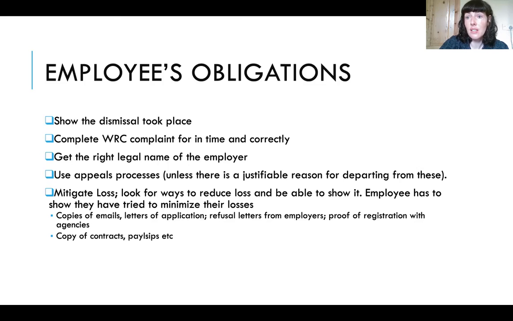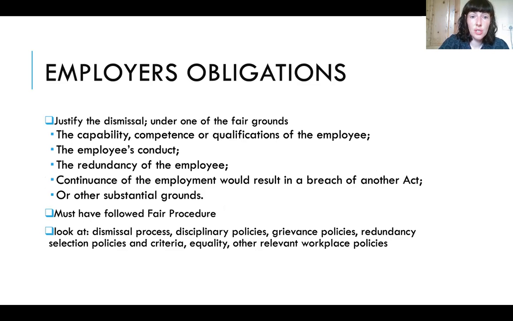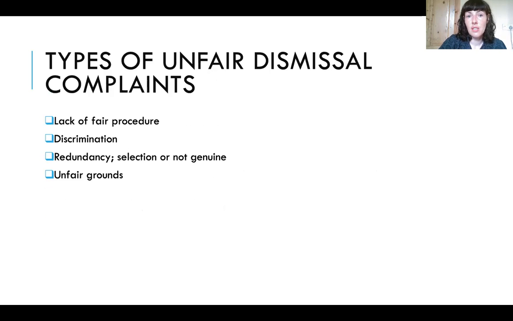They also have to mitigate their loss. So they have to show that they weren't just sitting around waiting for a case, that they were trying to resolve the loss or find another job. The employer's obligation is to justify the dismissal under one of the fair grounds, and we have gone through them, and they also have to show they followed fair procedures. So we'll look at all that later on in the course in more detail. This is just a basic introduction. The different types of unfair dismissal complaints that can arise would be lack of fair procedure, discrimination, redundancy, or an unfair ground, where maybe they said it was redundancy, but there was no redundancy.